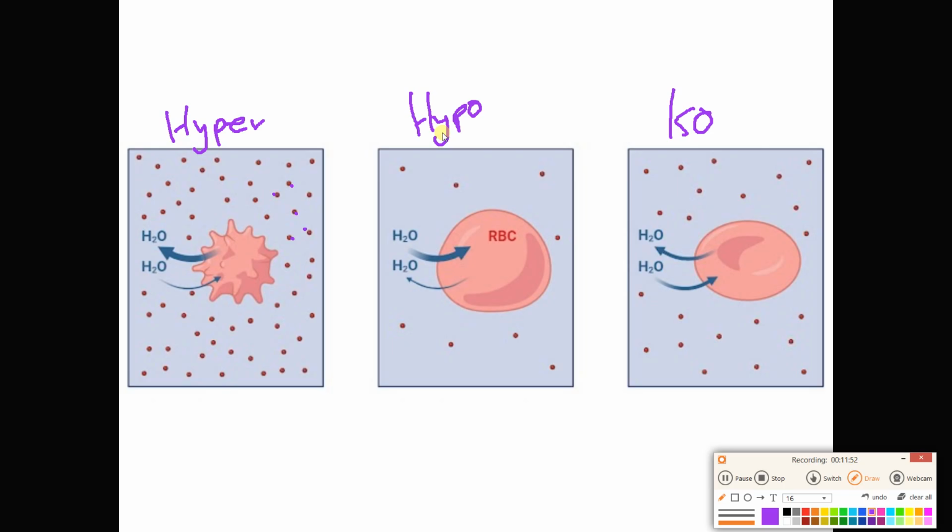Hyper means more, hypo means less, iso means the same. So think about a hypertonic solution as having more particles. Hypotonic, less particles, fewer particles. Isotonic, the same number of particles.